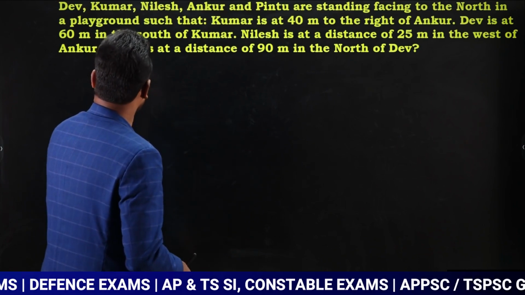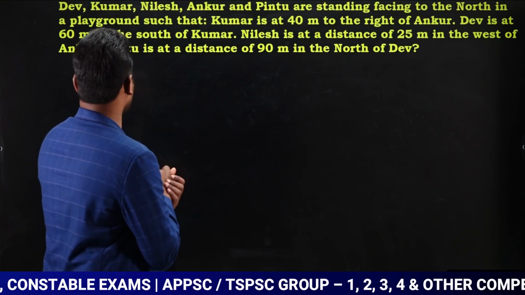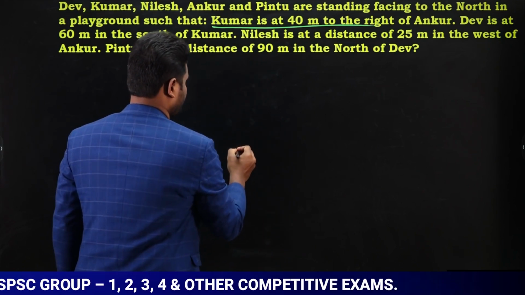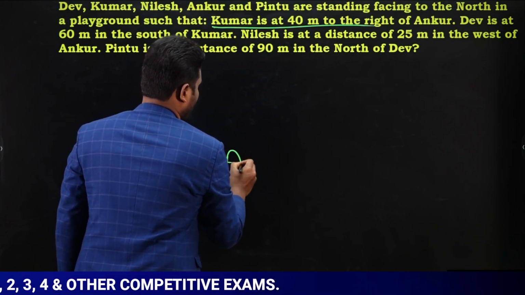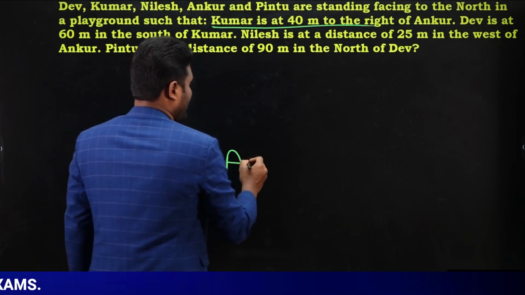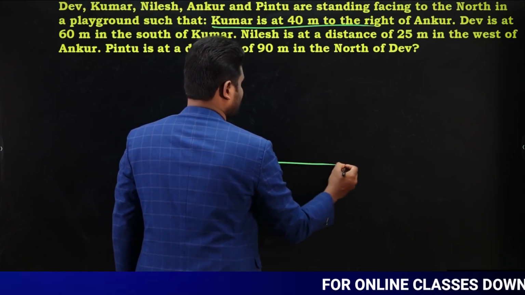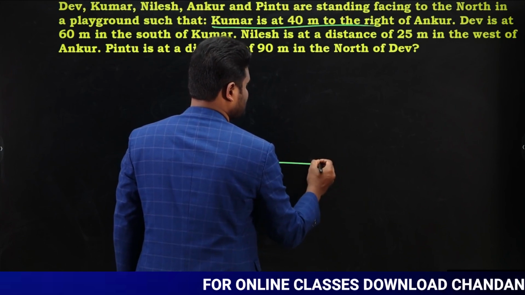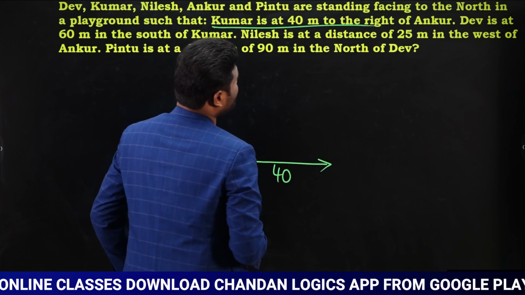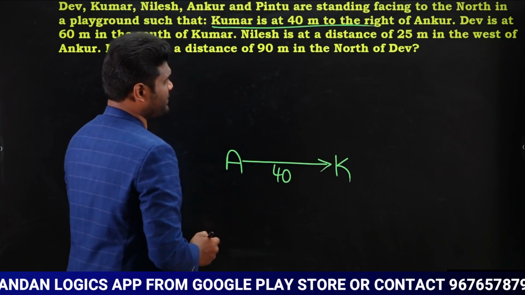Okay, let us look at the question. So what is the question saying? It is said that all of them are facing towards north. Kumar is 40 meters to the right of Ankur. Let us say this is Ankur. For Ankur, 40 meters right. As we know that all the persons are facing towards north, their right is the same as our right. Yes or no? So this is our right. How many meters? 40 meters. It is said Kumar is at 40 meters right of Ankur. This is Ankur. For Ankur, 40 meters right, there is Kumar.